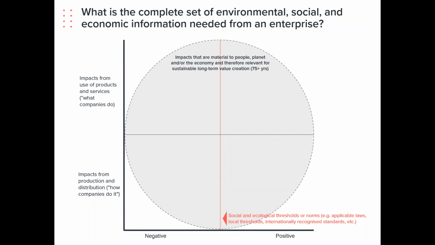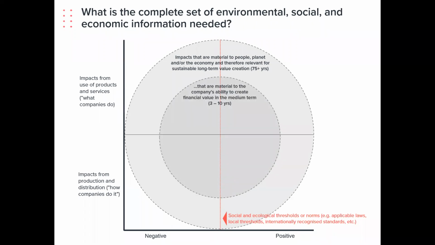If you then add another lens to this, you start to get into, okay, but what subset of this information is actually relevant to a company who is motivated from a commercial perspective? So the outer ring I've just shown you, that large gray circle, the largest one, you can think of that as the universe of impacts that are material to the world that a company should be measuring and managing if it's honoring its stakeholders. But clearly there's a subset of that performance data which also has financial ramifications for the company, and that can be over the medium term.